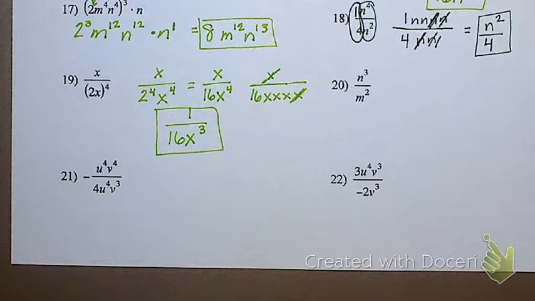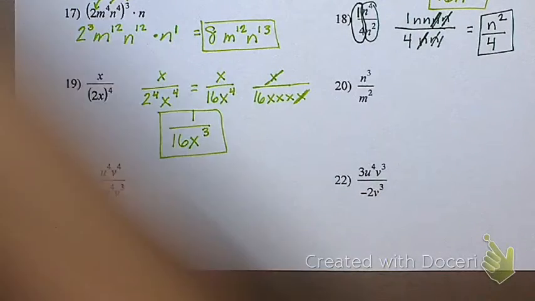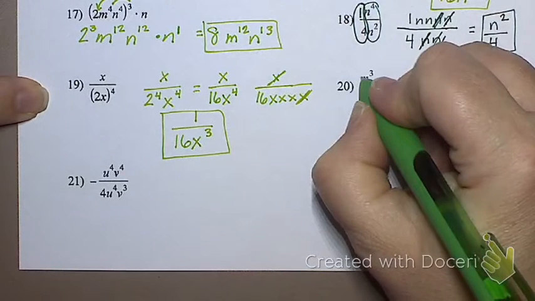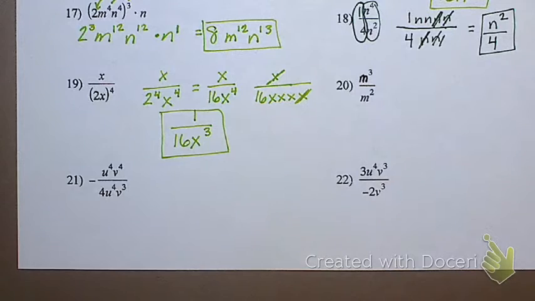Oh, that's a good point. That's an ugly question. Let's make this an m. I didn't even notice that. Let's make this an m and then solve it. Is that better? Sorry about that. You're right, though. If it was n to the 3rd over m to the 2nd, it wouldn't be able to be simplified at all.